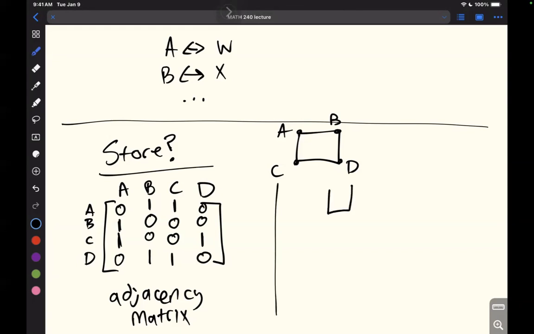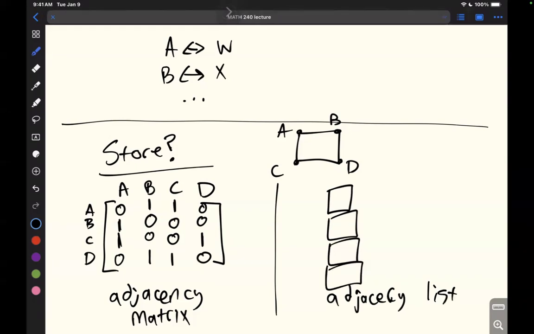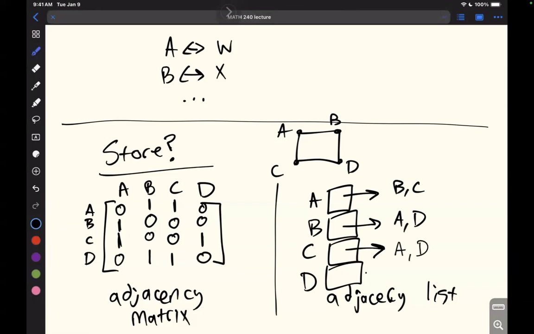Something that the book doesn't tell you is there's also something known as an adjacency list, which is where either we have a dictionary or a linked list to say that A is adjacent to all of these things, which is B and C. B is adjacent to A and D. C is adjacent to also A and D. D is adjacent to B and C. So similar to the matrix, all of the edges are represented, it's just a different format.